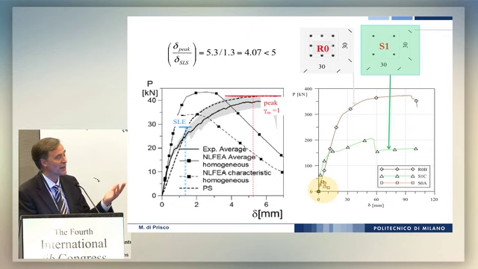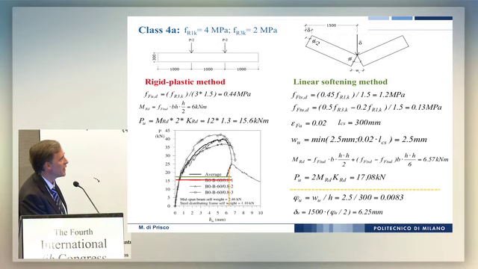And if we compute, according to the rigid plastic method or the linear softening model, the final results, the ultimate load, you see here for the rigid plastic or here for the linear softening, that means that you are not even able to respect the condition on the cracking. That means that this case is not valid, of course, from a statical point of view.